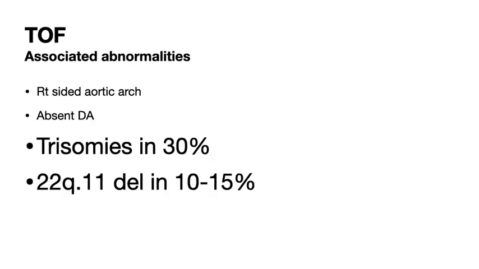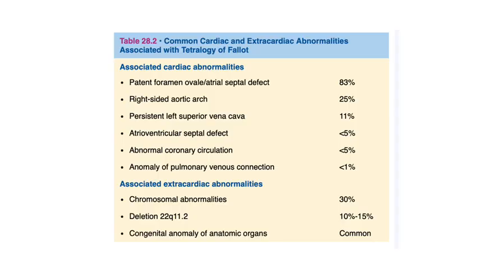So again, the associated things with tetralogy of Fallot, it doesn't seem to come by itself very often, but right-sided aortic arch and absent ductus arteriosus. In terms of etiologies, trisomies are involved 30% of the time, and 10 to 15% of the time you have the 22q deletion. Here's a bunch of other ones that you can see that are associated with. It just kind of tells you, oh yeah, there's sometimes other stuff.